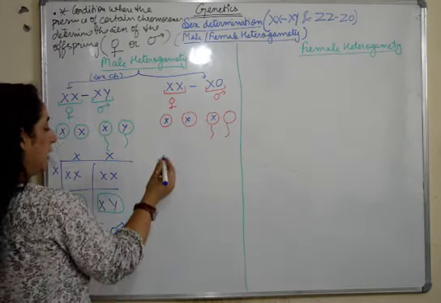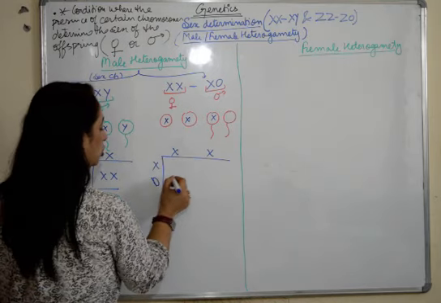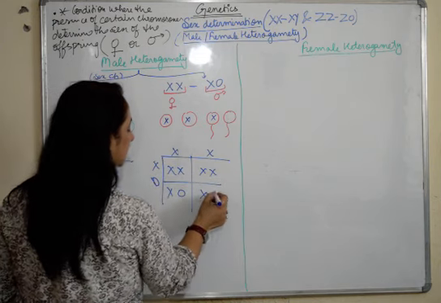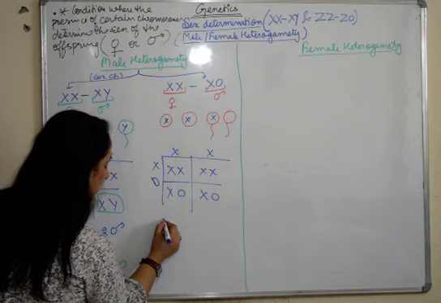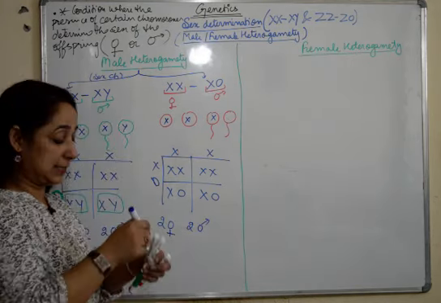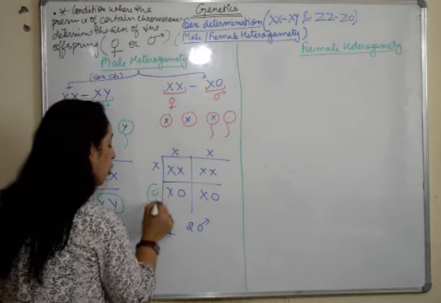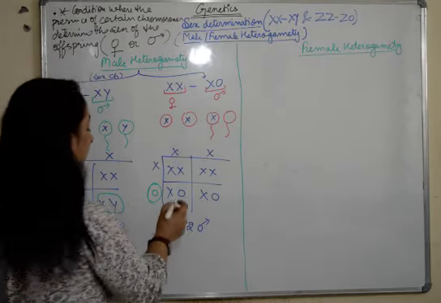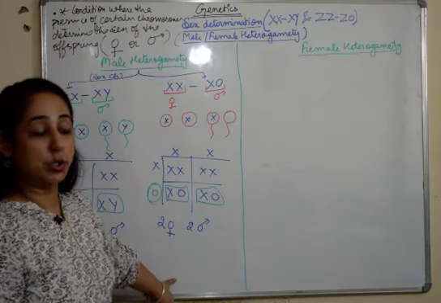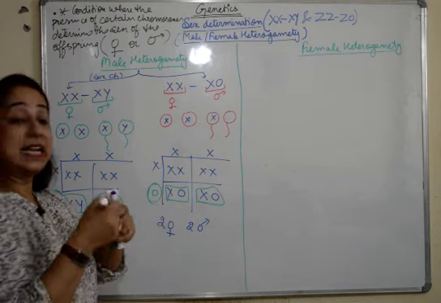This is 0. Make a cross again. So it is X and X, X and O. So what do we get here? X and X, X0, X0. So again the situation is the same. We have 2 females and 2 male offsprings. But again, this 0 condition, this no condition is going to determine the sex of the child, that is male heterogamity. Fine. So this was studied in grasshoppers.